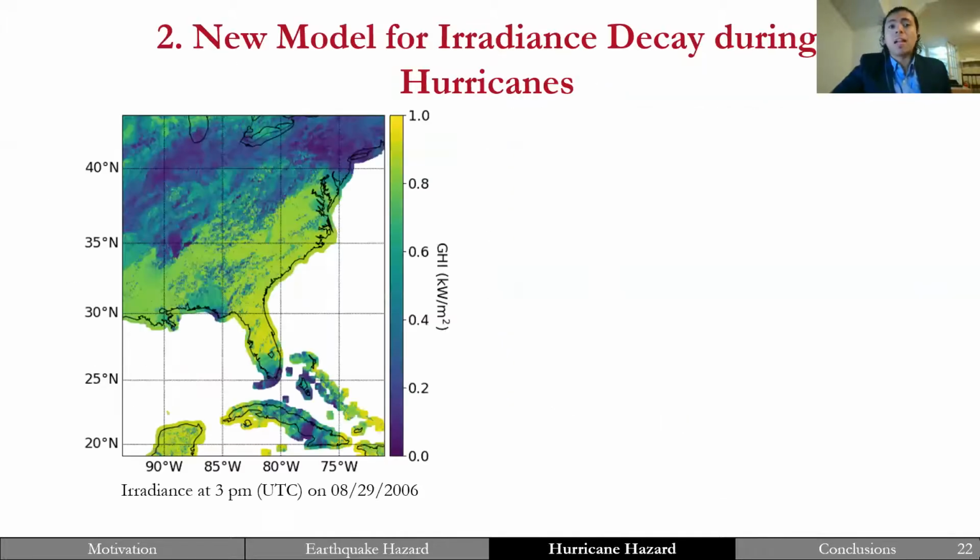The second piece of analysis was based on irradiance. And this is an irradiance map. This is a global horizontal irradiance map in kilowatt per square meter of solar panel. Obviously, this has to be multiplied by some efficiency that the solar panel has. But this is what drives irradiance. And this is a picture that is showing irradiance at 3 p.m. UTC on August 29 of 2006.